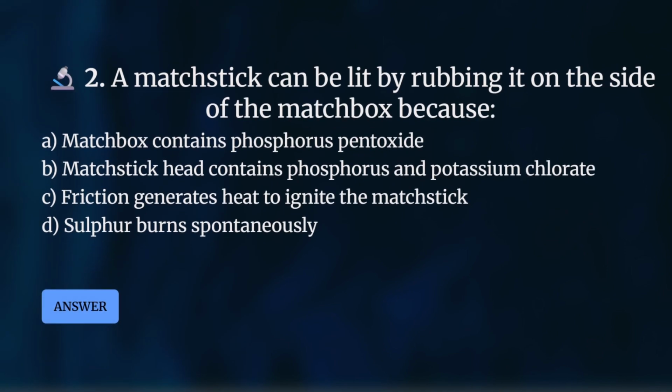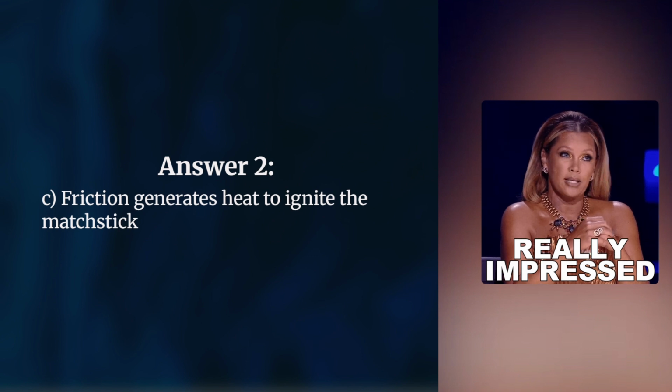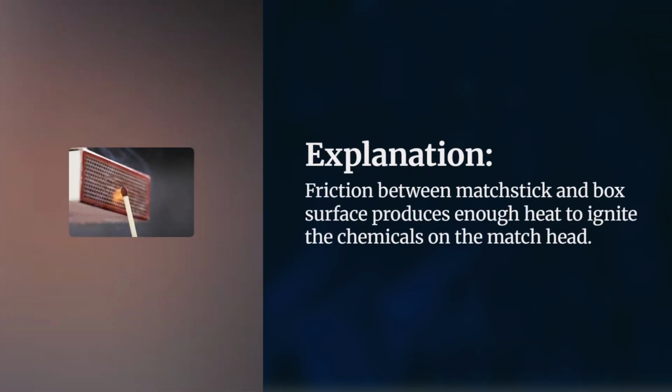Question number 2. A matchstick can be lit by rubbing it on the side of the matchbox because the options are A. Matchbox contains phosphorus pentoxide. Option B. Matchstick head contains phosphorus and potassium chlorate. Option C. Friction generates heat to ignite the matchstick. Or is it option D, that sulfur burns spontaneously? And the correct answer to the question is option C, that is friction generates heat to ignite the matchstick. Friction between matchstick and box surface produces enough heat to ignite the chemicals on the match head.